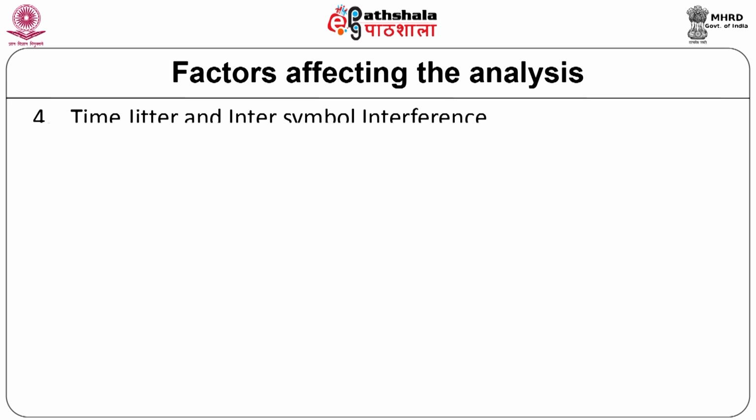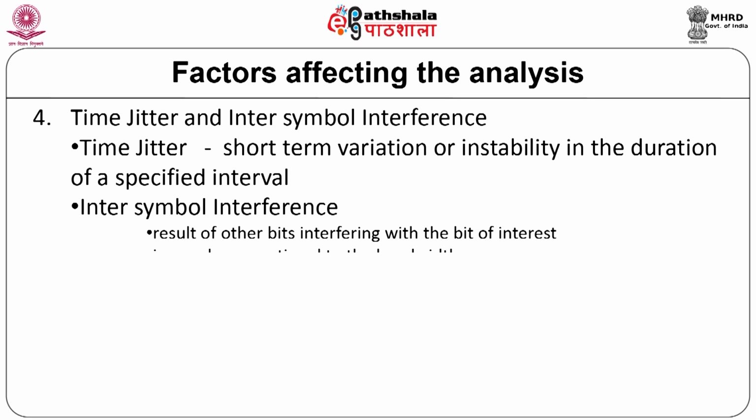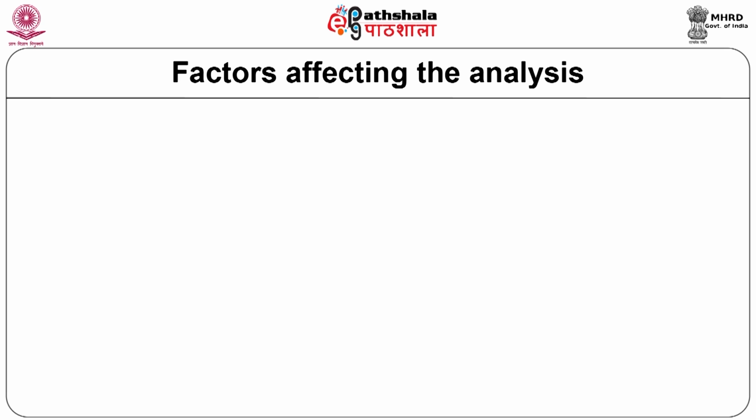Fourth one is time jitter and intersymbol interference. Time jitter is a short-term variation or instability in the duration of a specified interval. Intersymbol interference is the result of other bits interfering with the bit of interest. It is inversely proportional to the bandwidth. Eye diagrams are used to see the effects of time jitter and intersymbol interference.